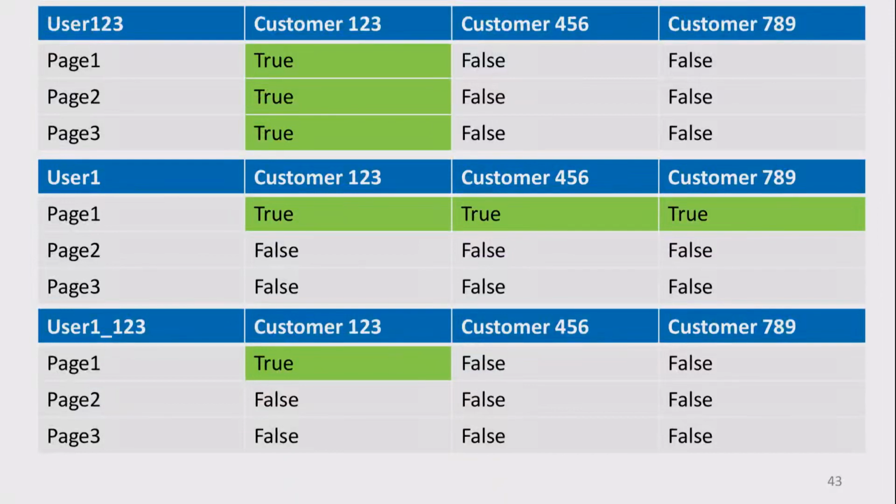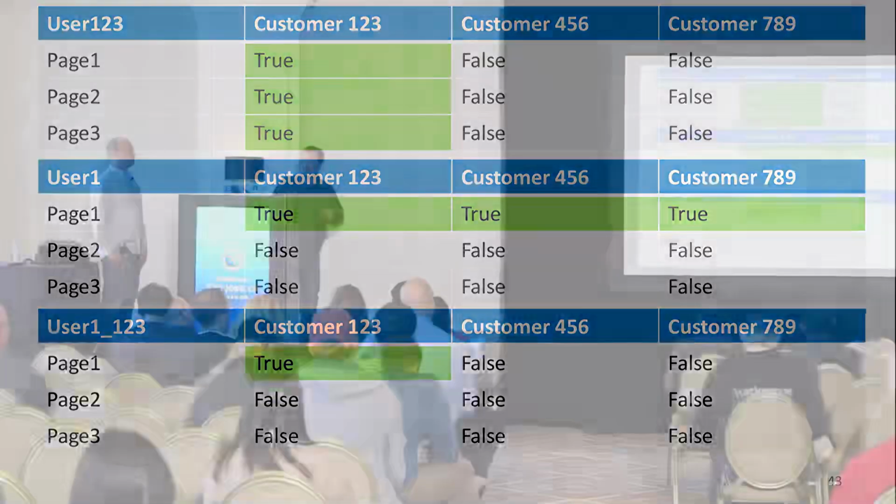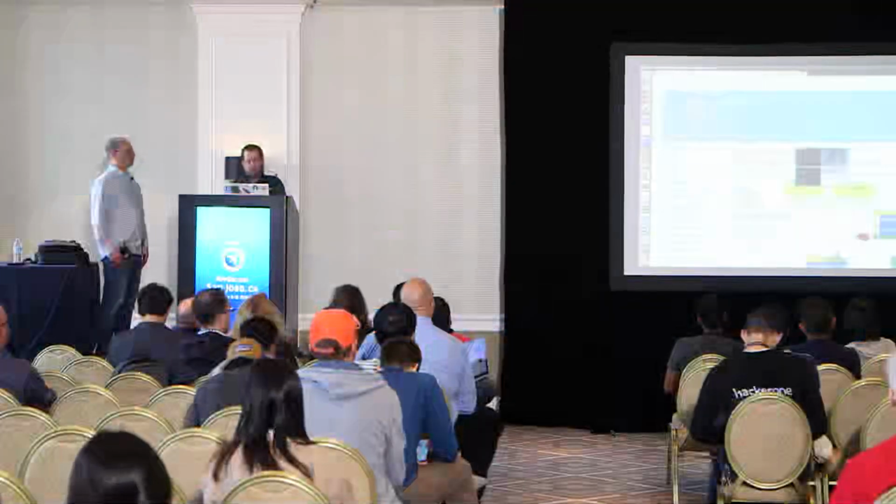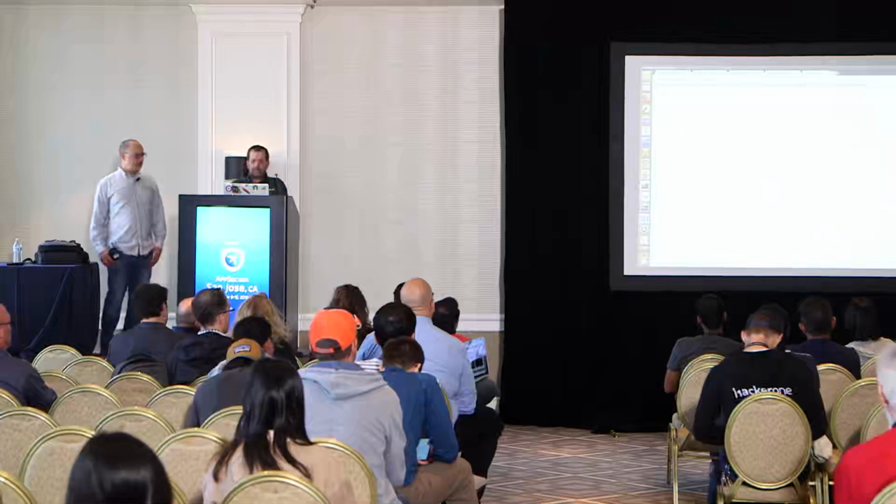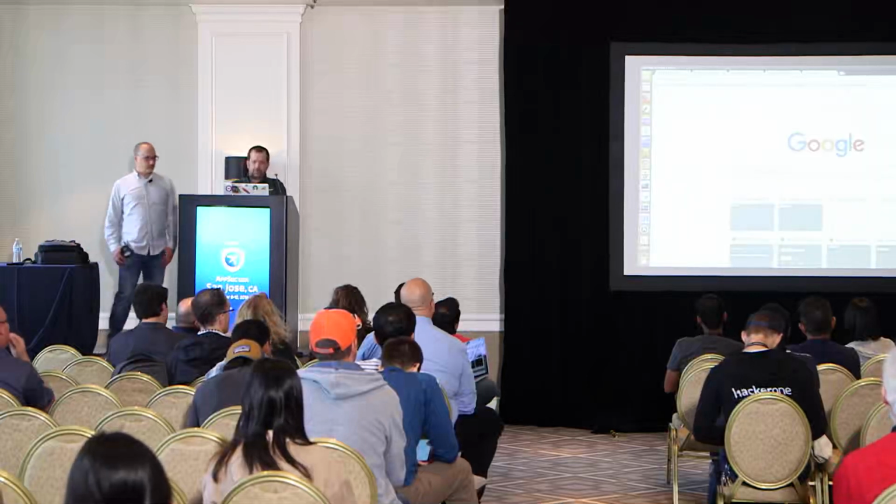So we have a customer like, or this user here, user 1, 2, 3, that has access to all pages for a single customer, or user 1 that has access for a single page, all customers, or user 1, 1, 2, 3 has access to a single page, single customer. So we'll just look real quick at how that would work. I'm going to log on to this application that's running locally.